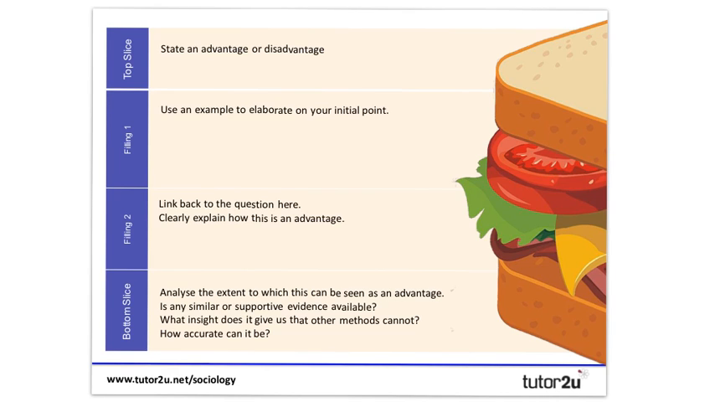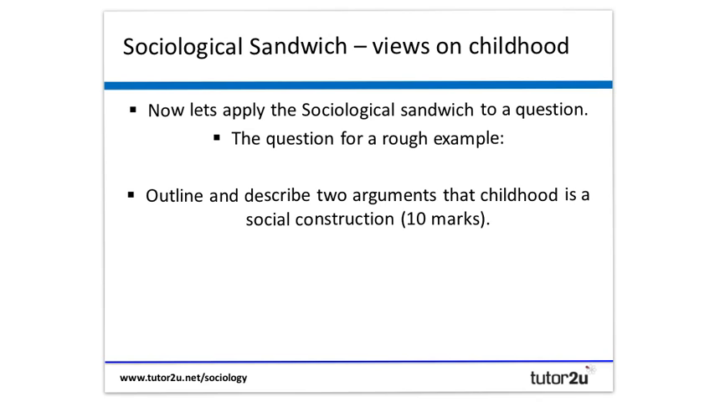Now, this is what we would use as a general structure for our 10 markers. So we'd have 2 of these paragraphs. Now, before I demonstrate the sociological sandwich, what I want to show you here is a type of question that could have the potential of coming up.